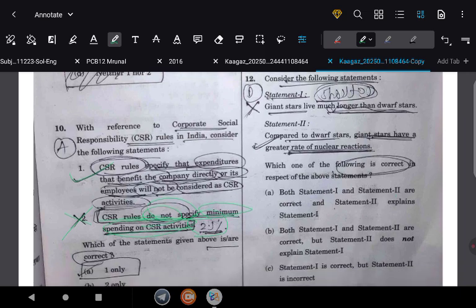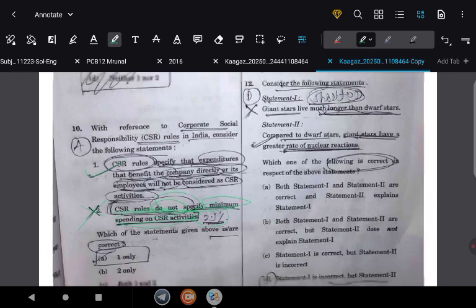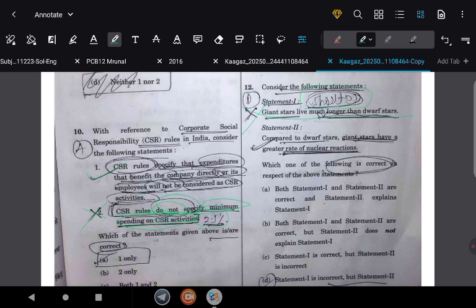Second statement is compared to dwarf stars, giant stars have a greater rate of nuclear reactions. So actually these kind of questions are much easier to handle, because if you know one statement to be completely wrong, or if you're assured about it, then you can get this question right very easily. Giant stars live much longer than dwarf stars? No, they live for shorter duration, as I have written over here. And compared to dwarf stars, giant stars have a greater rate of nuclear reactions.